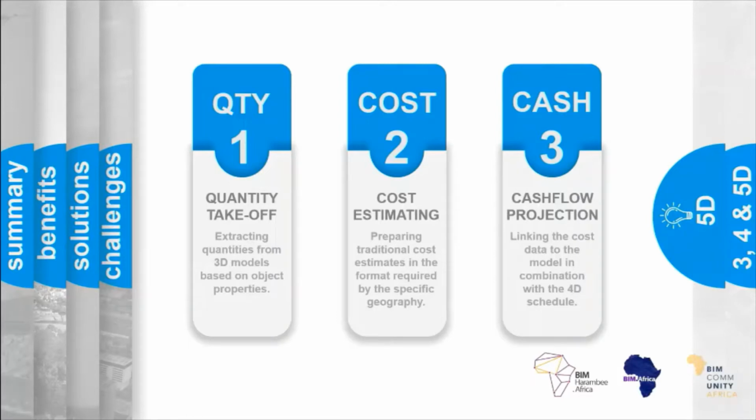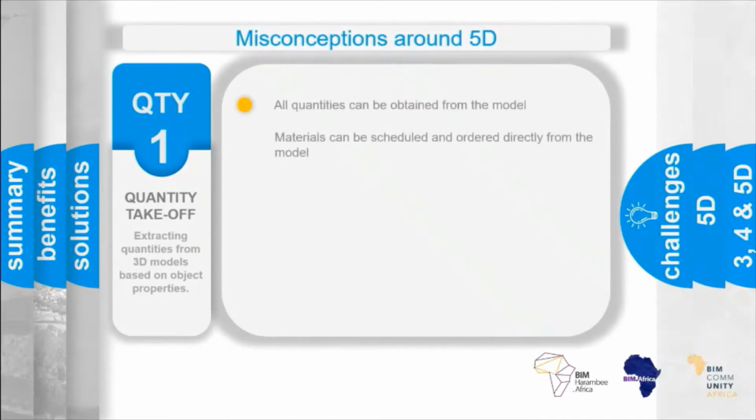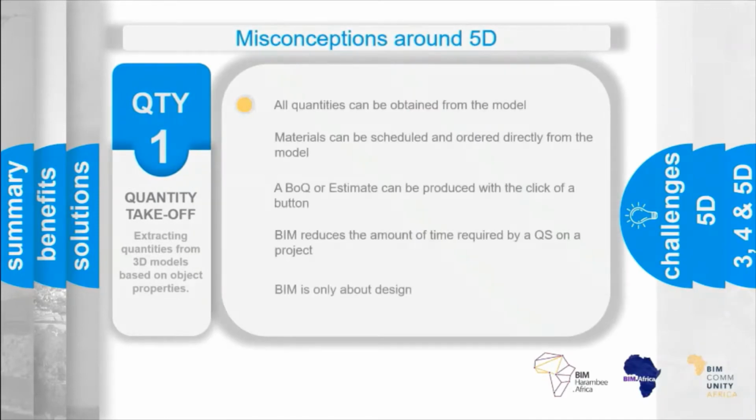So that sounds simple enough. We know what we've got to do. We know that there's 3 steps. We've got a roadmap. So why is this not common practice? Why don't we see this happening on every project? And the reason potentially behind that is that within 5D, there are a lot of misconceptions about it and what its intention is.